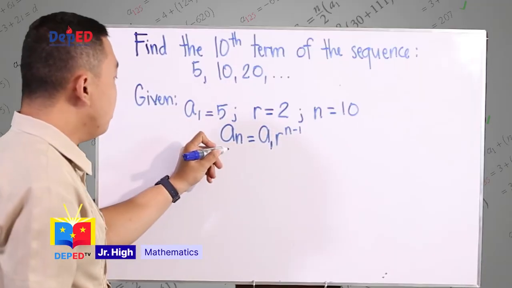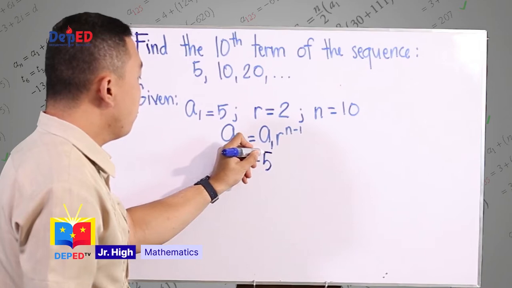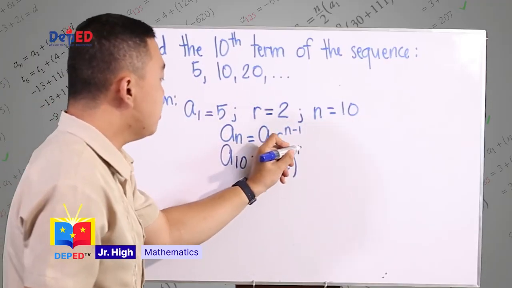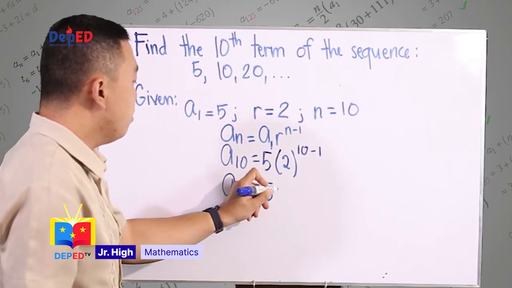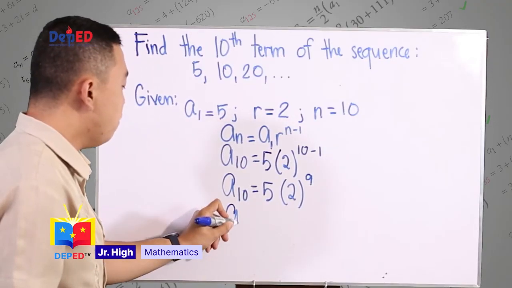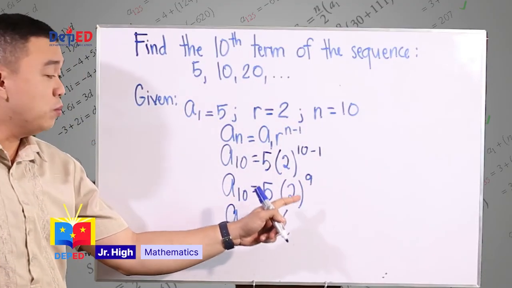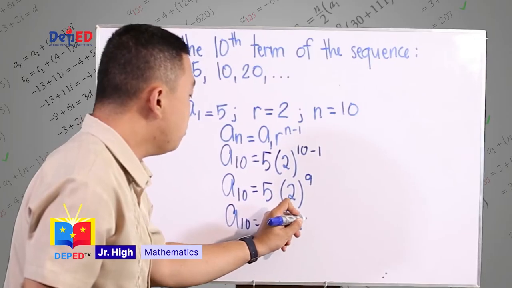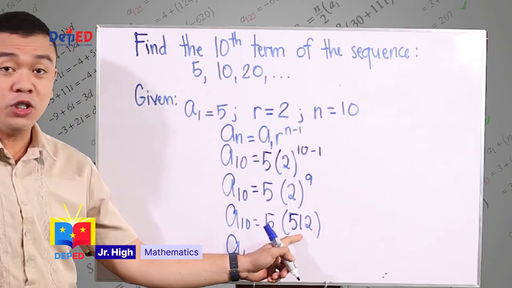Our a sub n will be a sub 10 equal to our a sub 1, which is 5, our r is 2, raised to n, our n again is 10, so that's 10 minus 1. Next, we'll have a sub 10 is equal to 5 times 2 raised to 10 minus 1, which will give us 9. Then you have a sub 10 is equal to 5 times 2 raised to 9. It means that you have to multiply 2 by itself 9 times, which will give us 512.